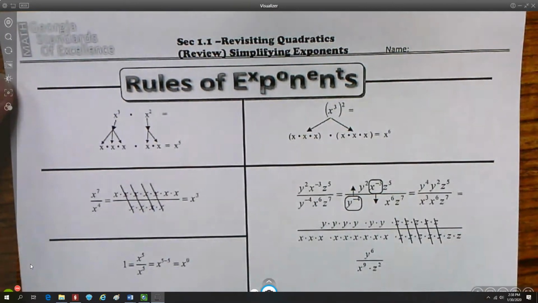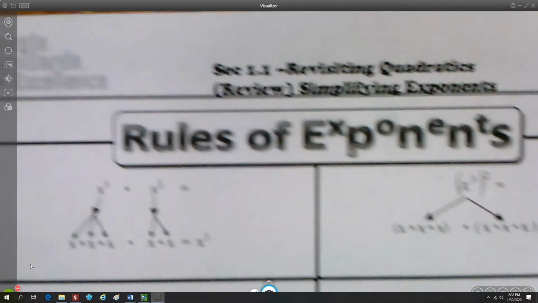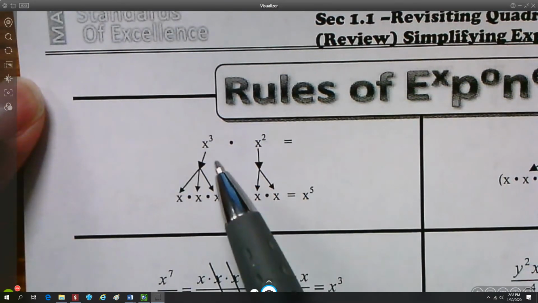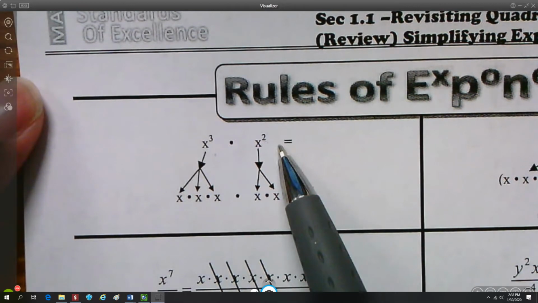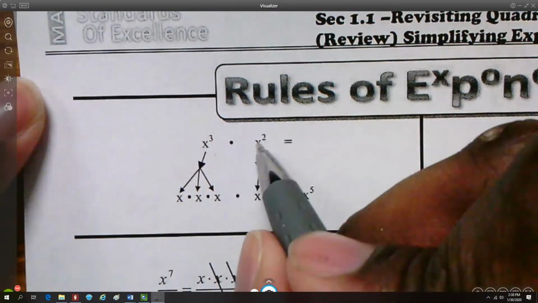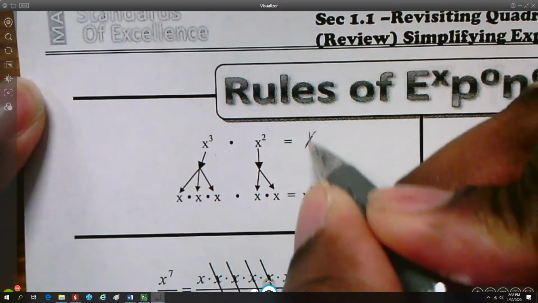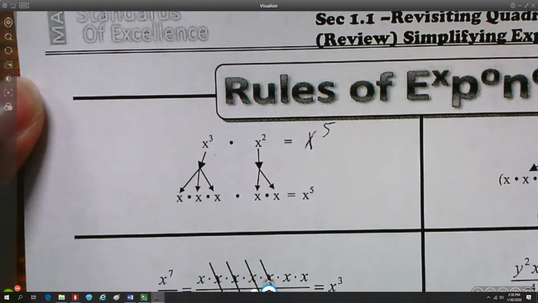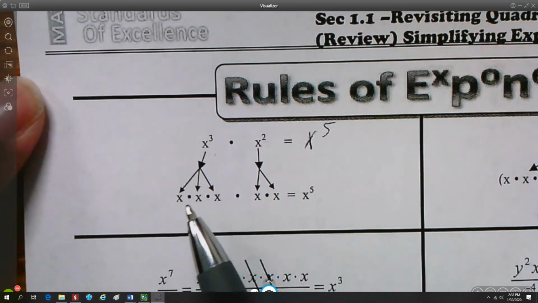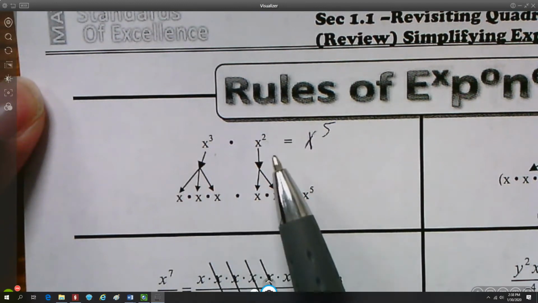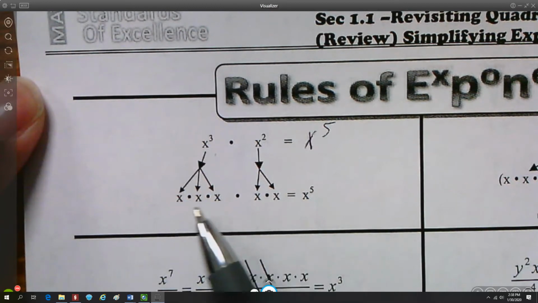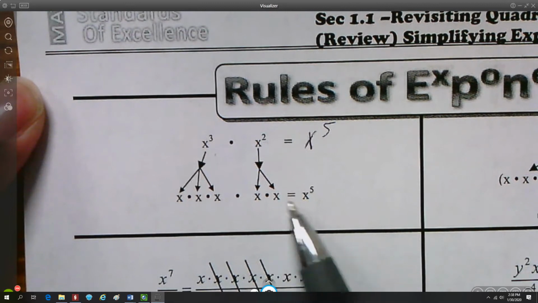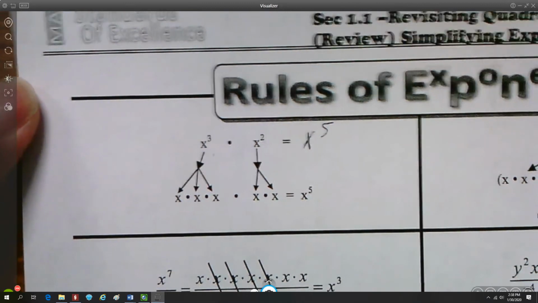Alright, so this is one property that deals with exponents. Basically it says this. If I give you x to the third power times x to the second power, I can add these exponents and call it x to the fifth power. The reason why I can just add 3 plus 2 is that x to the third is really x times x times x, and x to the second is really x times x. So when I multiply all that together, I get x times x times x times x, 5 times. So it's x to the fifth power.